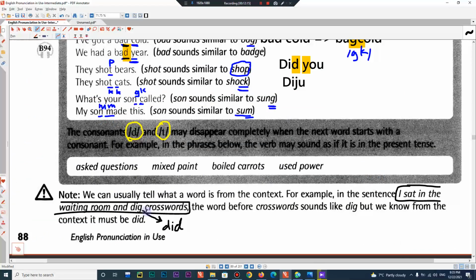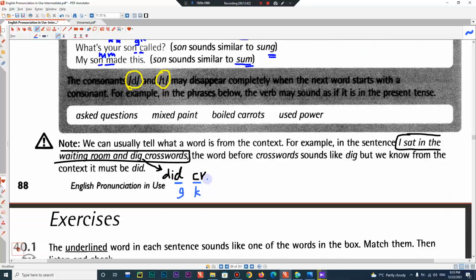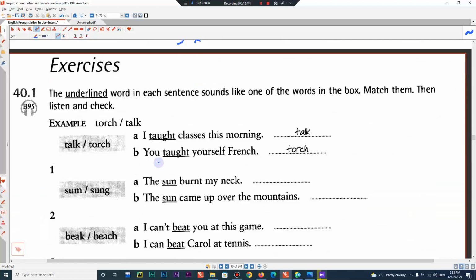So dig crossword, because the next word starts with the k sound. The speaker changed the d sound to the g sound. So it sounds like he sat down and dig crosswords. Dig crossword means did crosswords. So basically you can pay attention to the meaning and guess what the word is. Now let's go to exercises. There are some questions here. The underlined word in each sentence is for one of them, A or P.